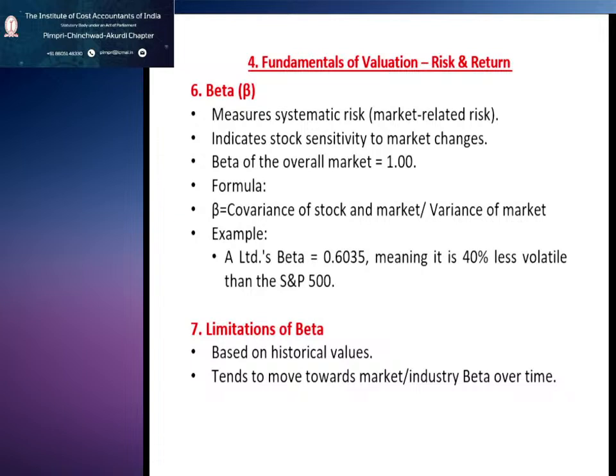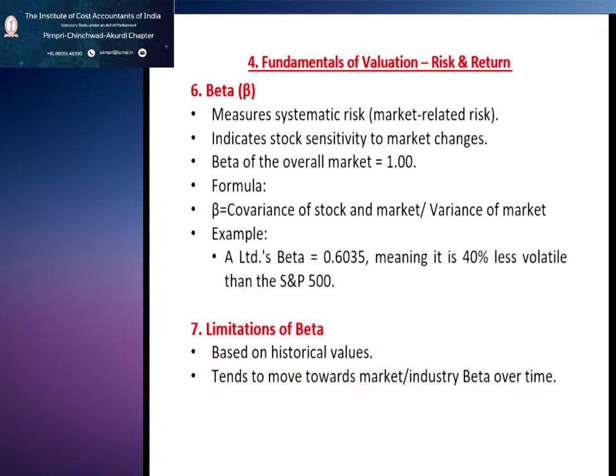Now beta is a measurement of systematic risk, that is a market related risk, and typically the symbol is this kind of a B, which is representing beta. So it indicates stock sensitivity to market changes. How sensitive a particular stock is to the various market changes that are happening around that particular stock or the industry or the sector also. So beta of the overall market is normally considered as 1, and the formula for beta is the covariance of stock and market divided by the variance of market.